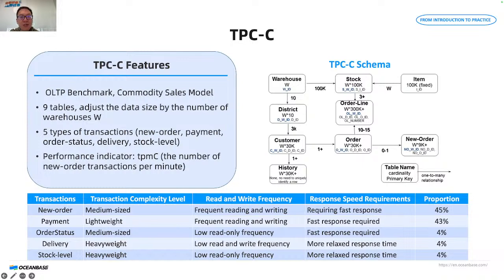All tables except item hold significant data, so we will partition them accordingly. Since all tables are related to the WID column, we will use a table group to reduce distributed transactions and enhance performance. To further optimize query efficiency and avoid global index performance issues, we will create local indexes on the customer and order tables. For more details, you can refer to the instructions on the OceanBase official website.